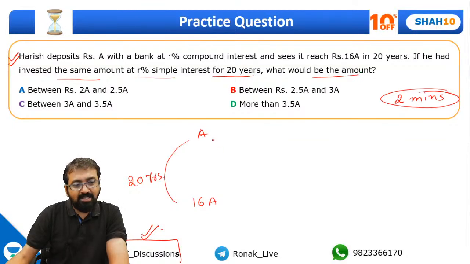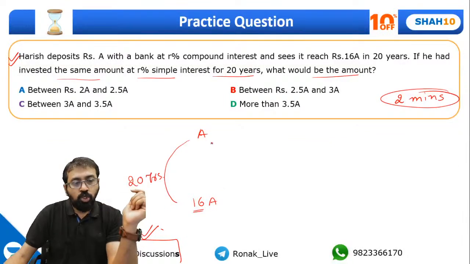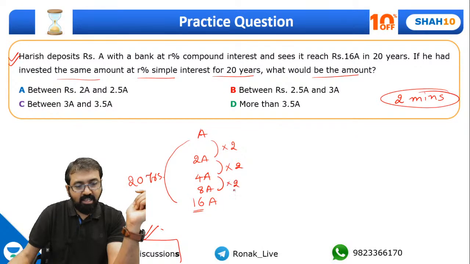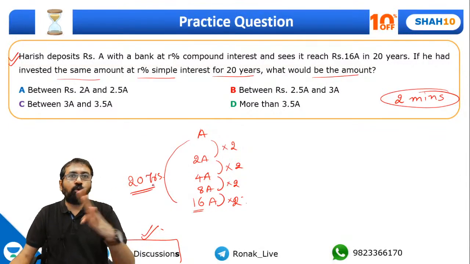Now, it's very easy to figure out that 16 is a multiple of 2. It's some power of 2. So, for some period, it is going to get multiplied by 2. So, A will become 2A, then 4A, then 8A, right? And then further, it will become 16A. Isn't that? So, divide this 20 years in 4 equal parts.